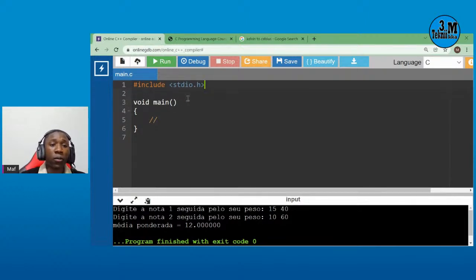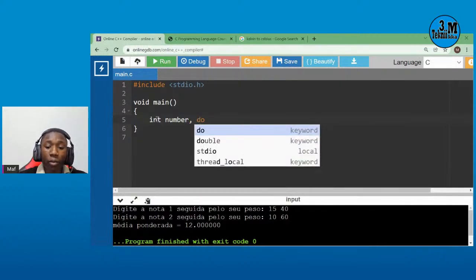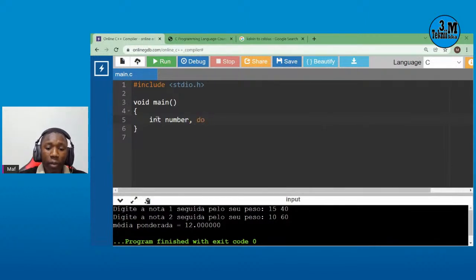Okay, let's close it. So right now we need a number. Let's say that's an integer. Let's call it number, and we want to calculate the double. Let's call it double. But we cannot call a variable double because double is a data type. Be aware of that. Let's call it doubled. That's fine.